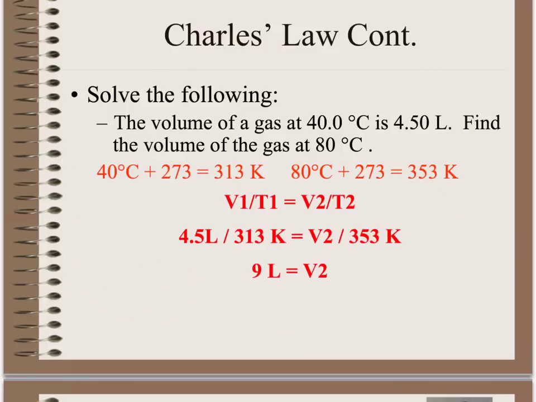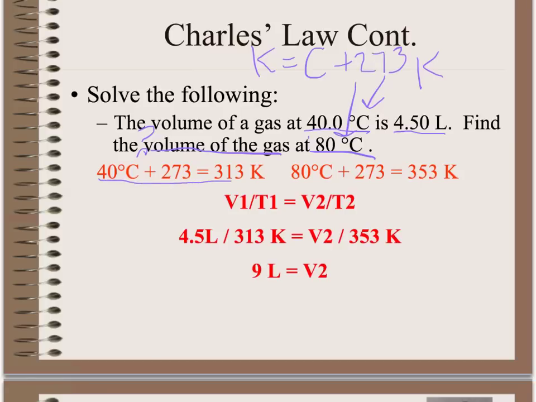And we have an example here. It says solve the following. The volume of a gas at 40 degrees Celsius is 4.5 liters. Find the volume of the gas, that's our unknown, at 80 degrees Celsius. The first thing we have to do when we plug into these formulas is change Celsius to Kelvin. And if you remember, those conversions were Kelvin equals Celsius plus 273. So we have to add 273 to both of these. So 40 plus 273 is 313, and 80 plus 273 is 353.